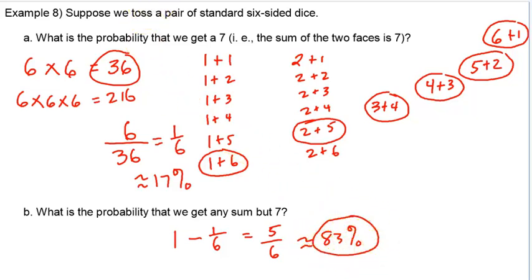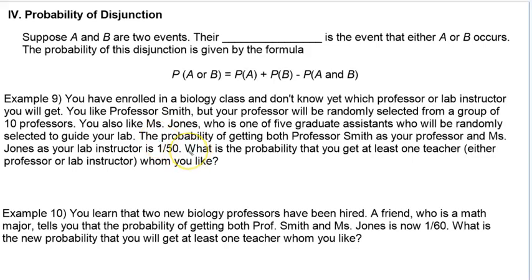Okay, moving right along. Probability of disjunction. So what this involves is we have 2 events, A and B. Their disjunction is the event that either A or B occurs. We said earlier that if we do the probability of A or B, we would add.